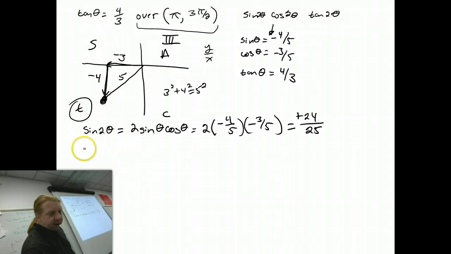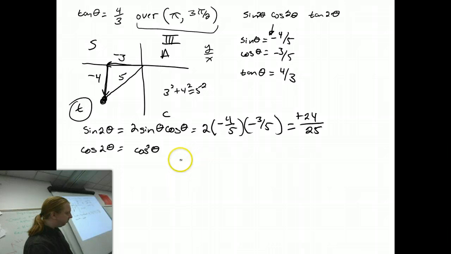I'm going to do the cosine now. Cosine of 2 theta. Take your pick. They all will get you the same answer. I'm going to use the first one that's listed because, I don't know, why not? Sine squared theta. So that's going to be negative 4/5.